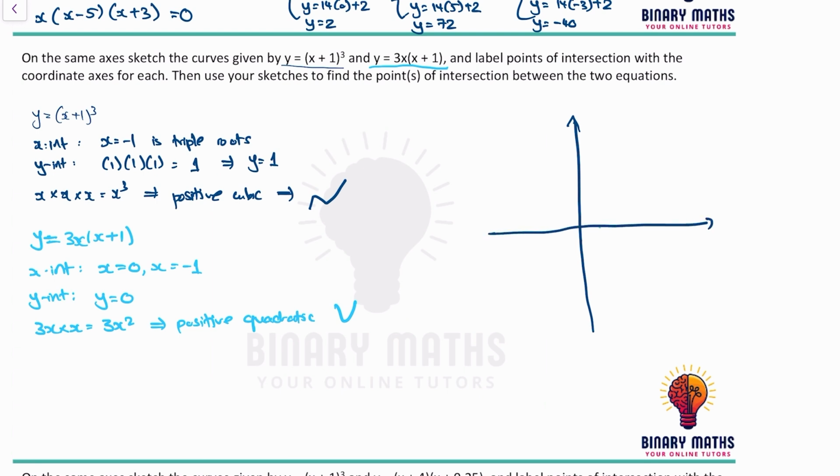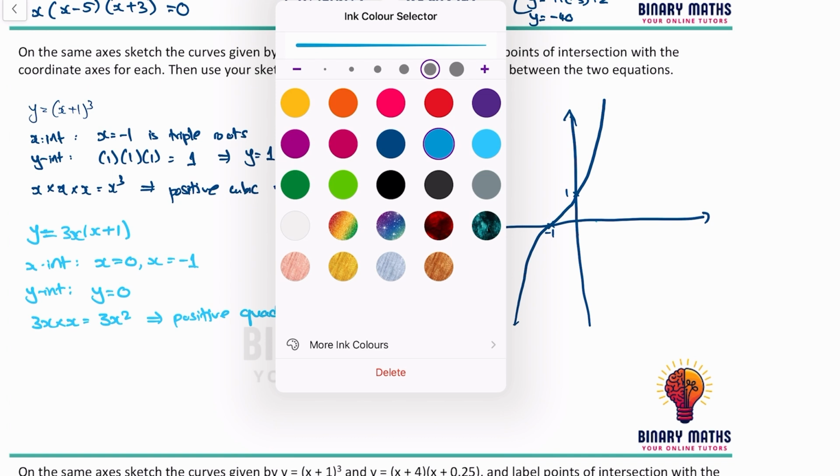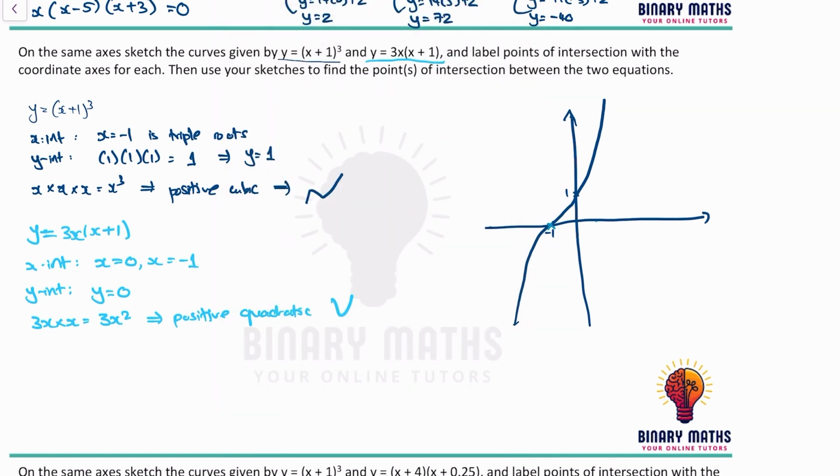Okay, the first one is, so the cubic graph had x equals -1 as a triple root and y equals 1 as a y-intercept. So that means it's going to do a twist here and then it's going to go up. And the quadratic graph goes through -1 and 0. The y-intercept is also 0. It's a positive quadratic graph. So it looks like so.